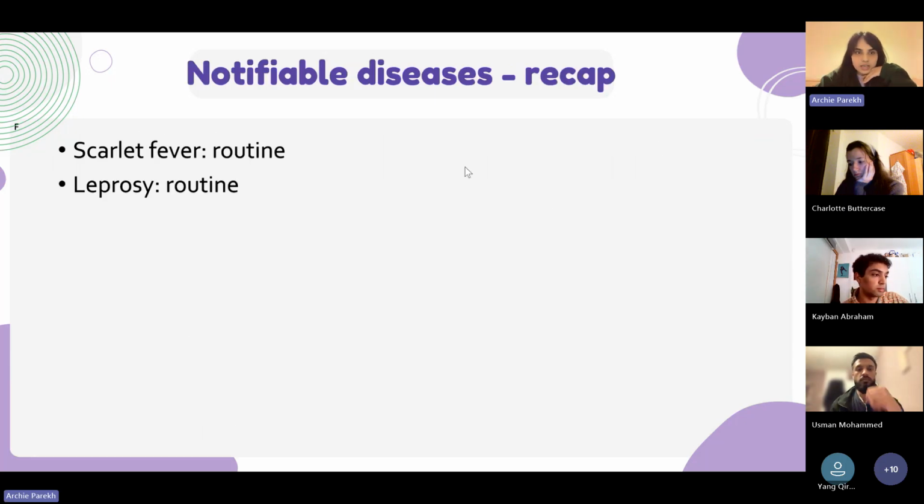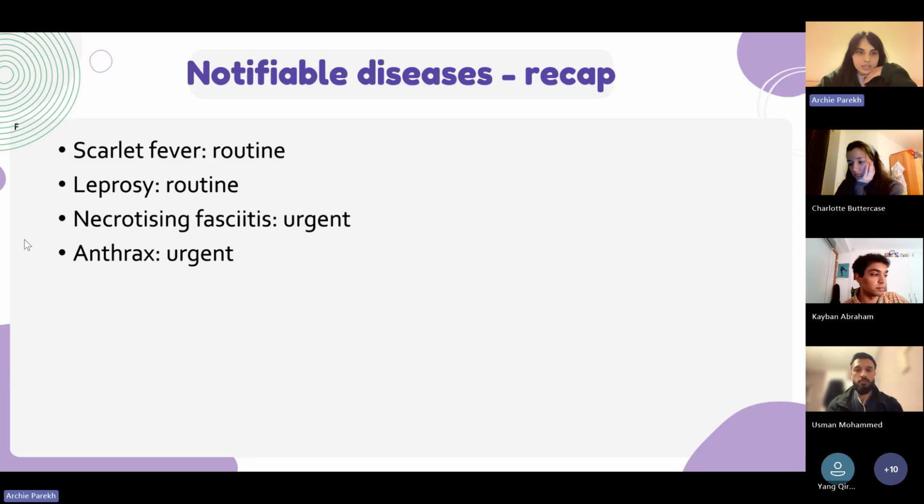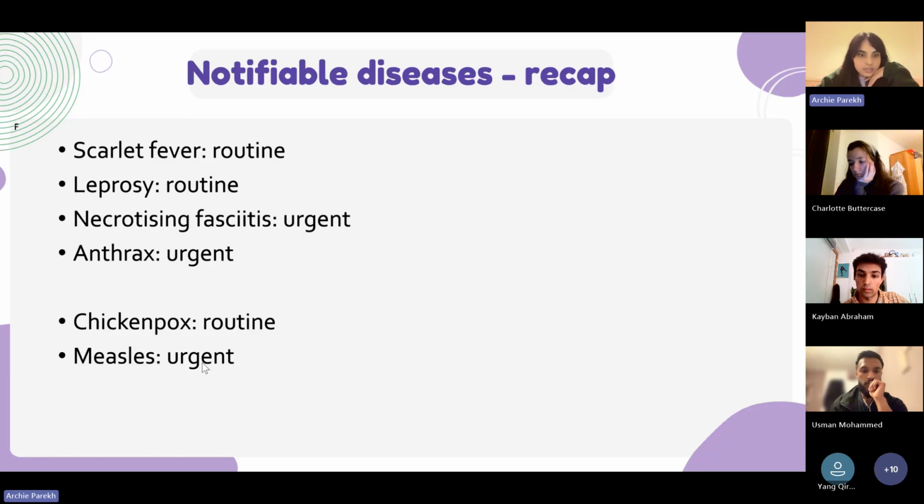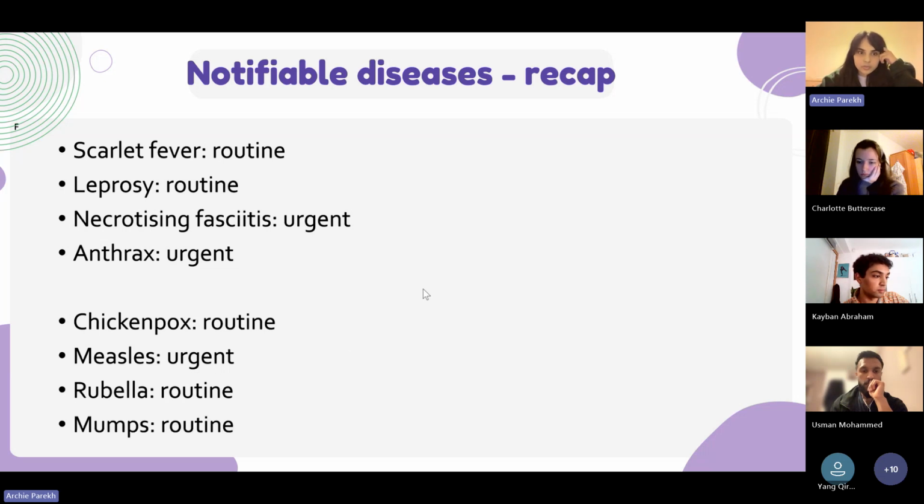Notifiable diseases, recap: scarlet fever, leprosy, neck rash, anthrax is an urgent. If you suspect anthrax in a patient, you should be locking the hospital down. Chickenpox, routine. Measles is an urgent referral. Rubella is routine. Mumps is routine as well. So remember, neck rash and measles, you would urgently.